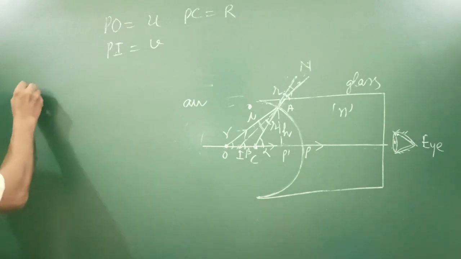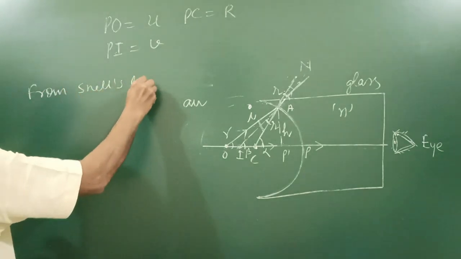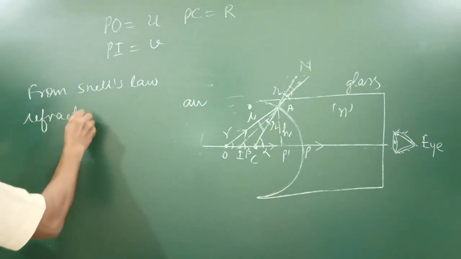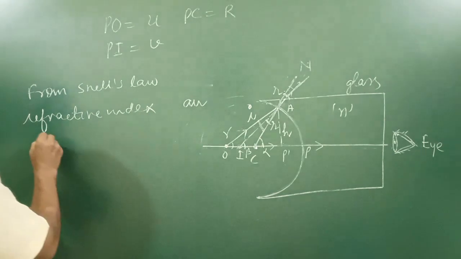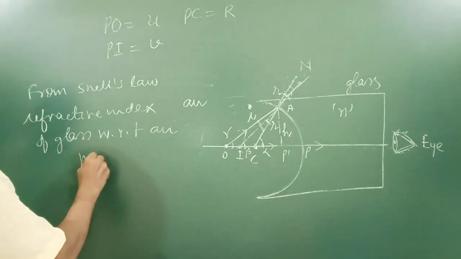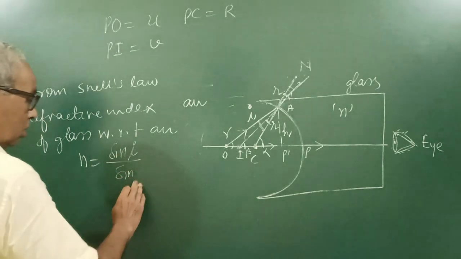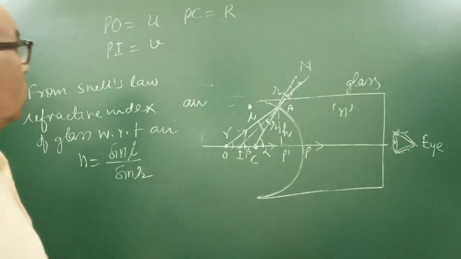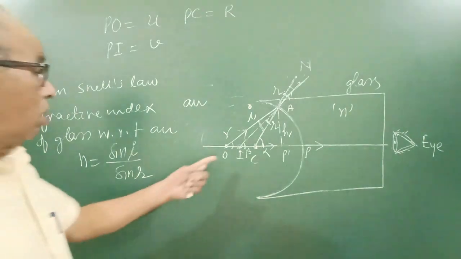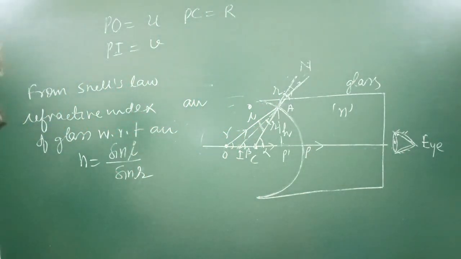Now from Snell's law, the refractive index of glass with respect to air, n, is equal to sin i upon sin r. Now, since the surface is small and distances are large, like when I am looking at the door, angle i and r are very small.